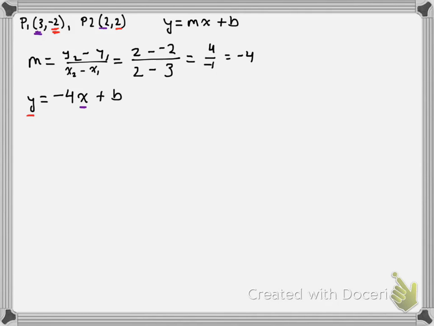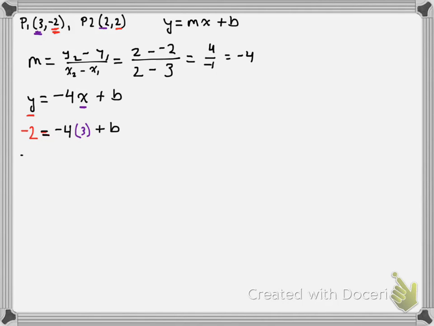And you'll notice that after we make that substitution, -2 is equal to -4 times my x-coordinate, which is 3, plus b. You'll notice that after we make that substitution, the only variable that we have in our equation is b. Now we can go ahead and use this new equation to solve for our y-intercept.